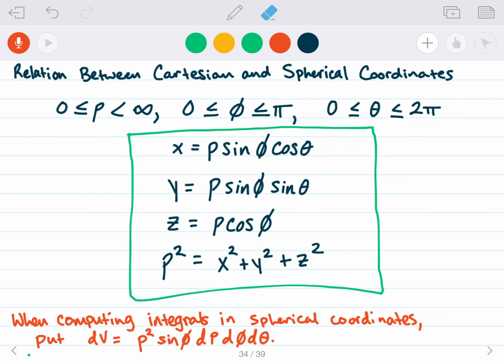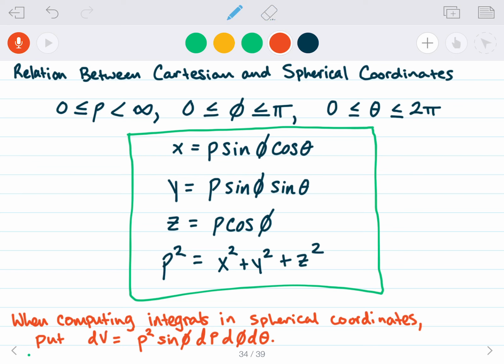All right, so what's the relationship between rectangular/Cartesian and spherical coordinates? Well, we're going to let rho vary from 0 to infinity since rho is a distance. Phi is going to vary between 0 and pi, and we're going to see why we're making those restrictions on the last problem on our slides here. And theta is going to vary between 0 and 2 pi.